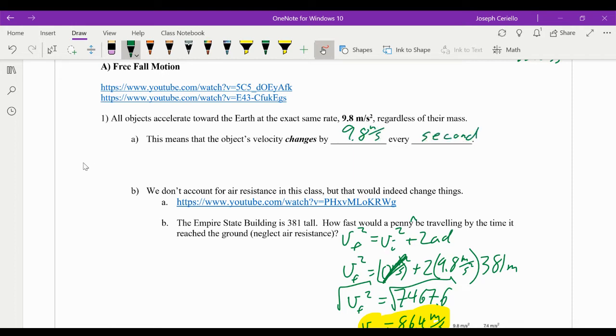So the velocity changes by 9.8 meters per second each second.